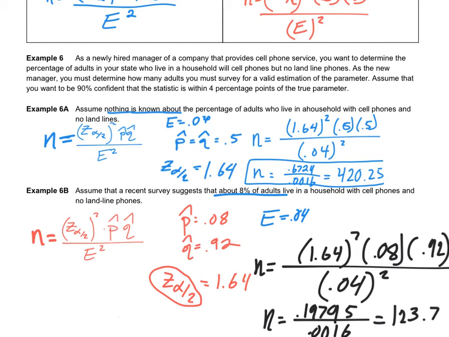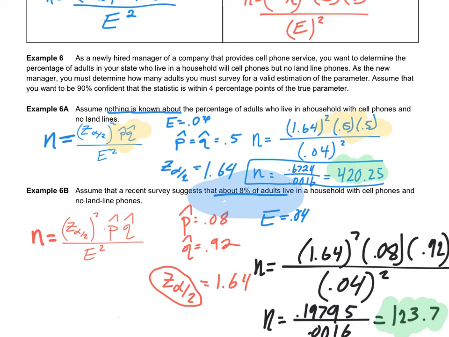And I want you to notice something that's really cool. That number goes down drastically. We go from 420, it goes down drastically to 123. Why did it go down so much? It's because I knew something about the population. That 8% that I've been given, that tells me quite a bit. And I'm not just guessing in the dark like I did here with that 0.5 and 0.5. So that helps me solve these types of problems.